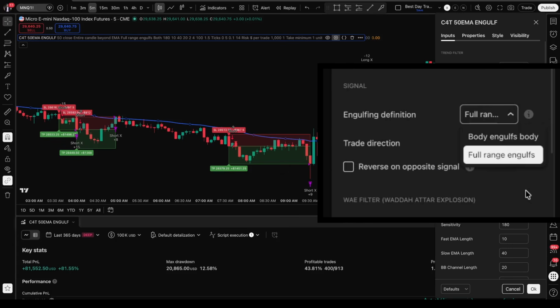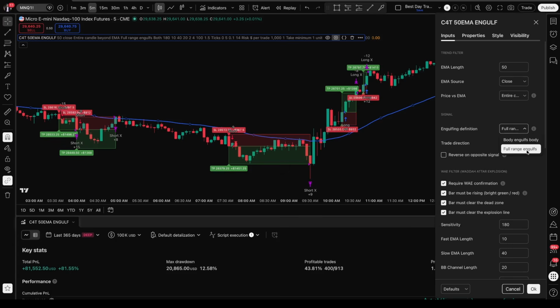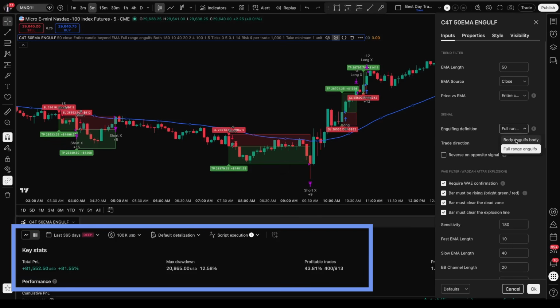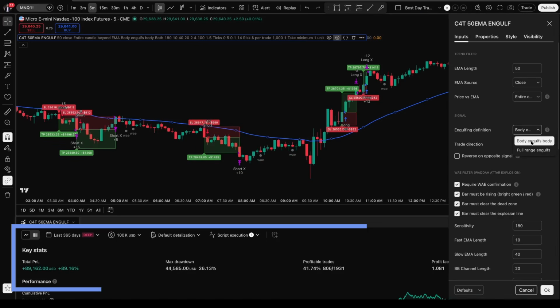Let me show you the difference between the two. Currently it's the full range. Here are the results at the bottom. If I click body only, it does have a higher P&L, but the drawdown goes up and the win rate drops a little bit, about 1 or 2 percent. I still think the full range performs the best.